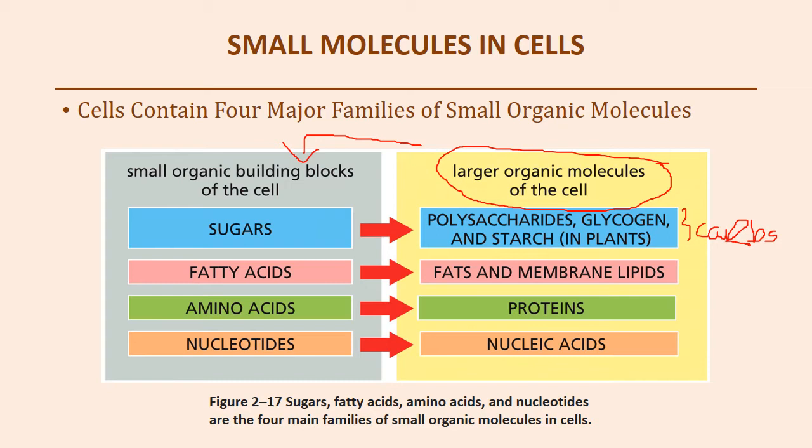So the carbs are composed of simple sugars. Your fats are composed of fatty acids, also a little bit of glycerol, but fatty acids is what the book likes to focus on. Proteins are composed of amino acids, and your nucleic acids are going to be composed of your nucleotides. Now, what we'll do over the next few slides is we'll take a look at each of these categories, and we'll explore the relationship between the polymer and the monomer a little bit more. So let's start off by taking a look at our sugars, at the carbs.